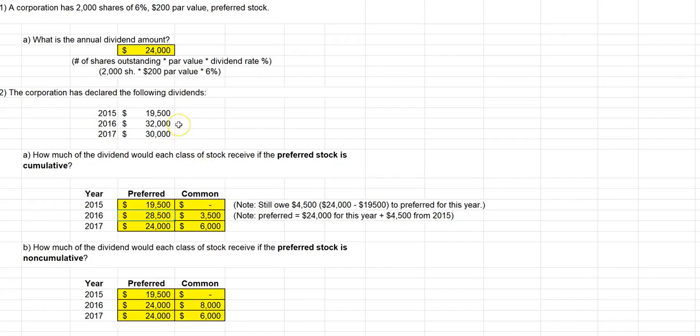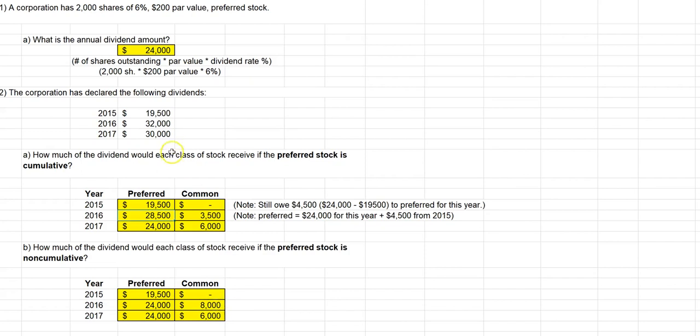In 2016, however, since this is non-cumulative preferred stock, we don't owe the preferred stockholders for anything we didn't pay them in prior years. So for 2016, even though the board of directors declared 32,000, the preferred stockholders still only get 24,000, only the amount we owe them for this year, not any amounts that were due from prior years. And then the common shareholders would get everything else. So 32,000 declared minus the 24,000 we paid to preferred stockholders means the common stockholders get 8,000.